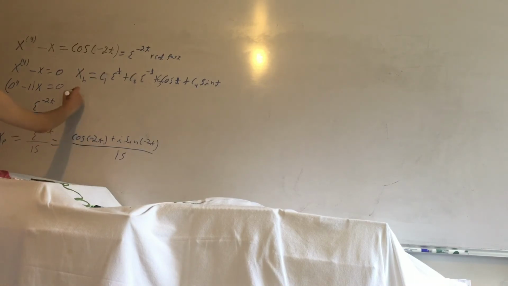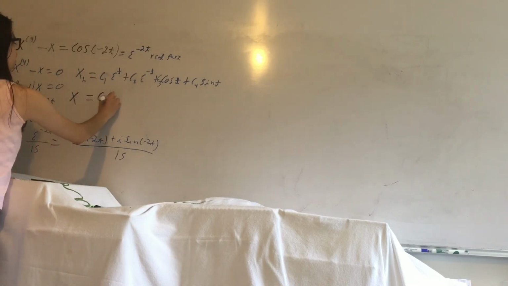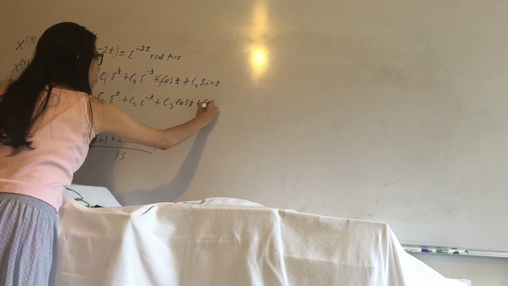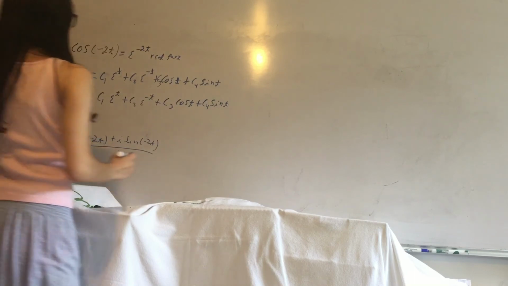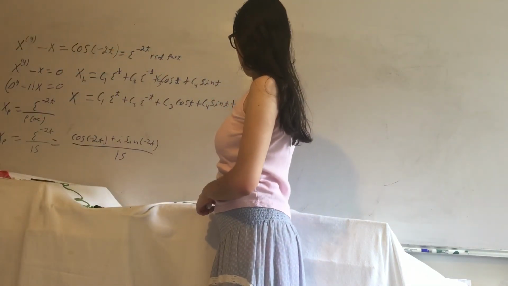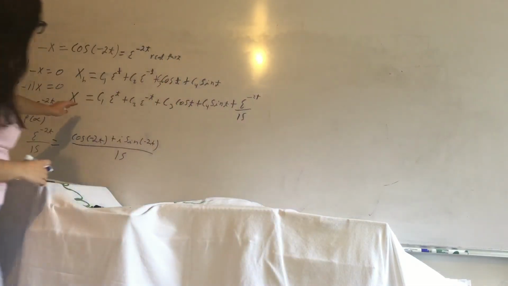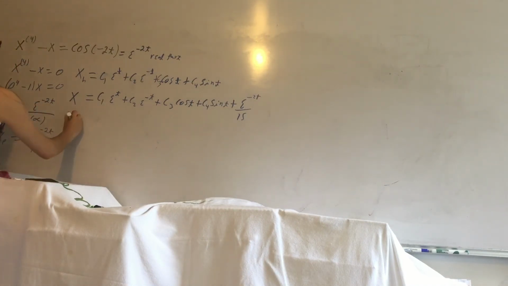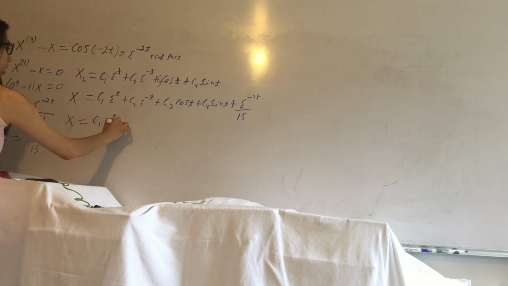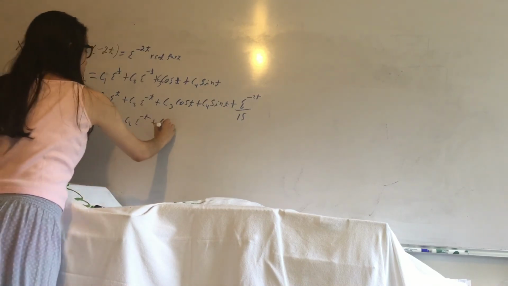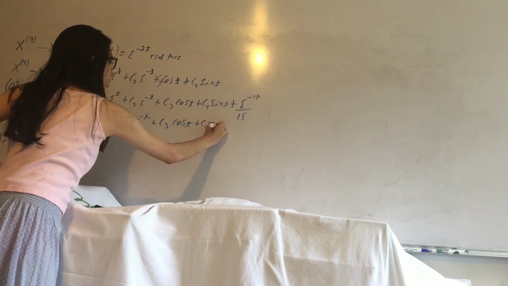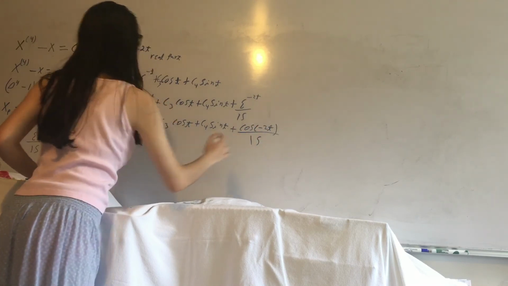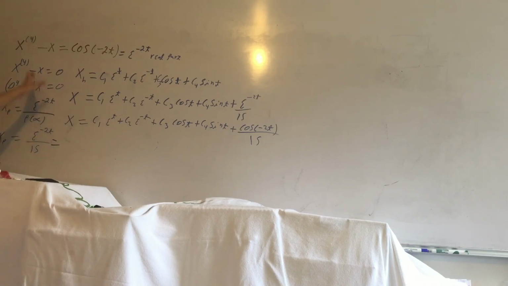So we have x equals c1 e to the t plus c2 e to the minus t plus c3 cosine of t plus c4 sine of t. If I add e to the minus 2t over 15, this is the general solution to the differential equation with the exponential on the right side. But x equals c1 e to the t plus c2 e to the minus t plus c3 cosine of t plus c4 sine t plus cosine of minus 2t over 15 is the solution to this equation.